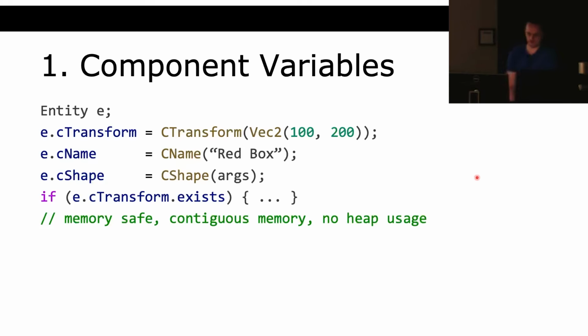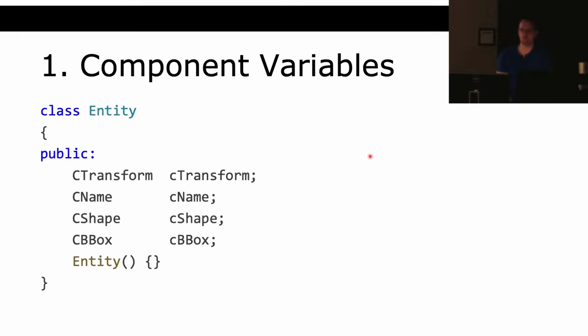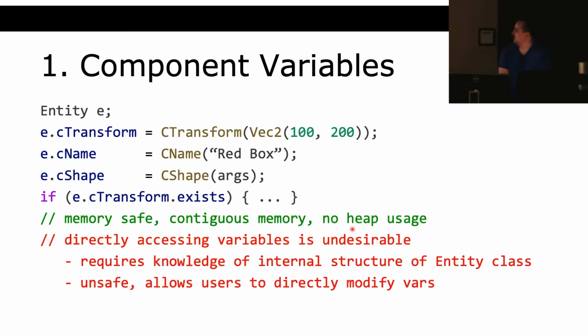And so the good thing about this is it's memory safe, right? We don't need to worry about any memory leaks here or freeing or deleting anything. It's contiguous memory, meaning that all these things are going to live right next to each other in memory, which is good. That's good for cache coherency. There's no heap usage. So if you watch a C++ lecture, we want to avoid using the heap whenever we can. These dynamic memory allocations are pretty slow. And so those are all good things. So whenever I list a good thing, it's going to be in green. Whenever I list a bad thing, it's going to be in red.